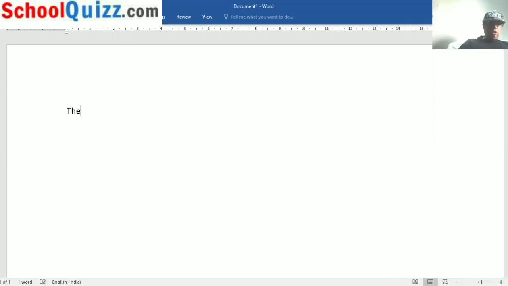The dog killed the rat. Now, very simple sentence, but this sentence has three components: the dog, which is the subject, the rat, which is the object, and killed, which is the verb. Now, why is the dog the subject? Because the dog did something. It is the doer of the action.